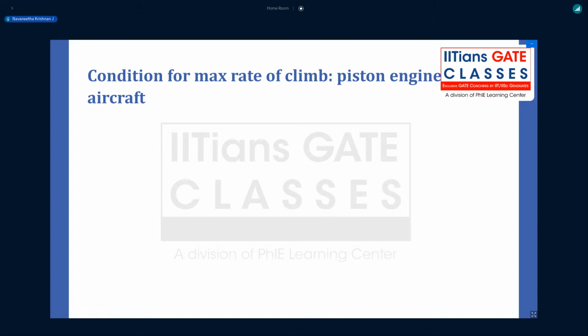Condition for maximum rate of climb for a piston engine aircraft. So, first we take two classes of aircraft. One is the piston engine aircraft. For piston engine aircraft, we always talk about performance parameters in terms of power, because only shaft power delivers thrust. We have to rotate the shaft, then only the thrust is generated. So we always measure in terms of shaft power, that is power.